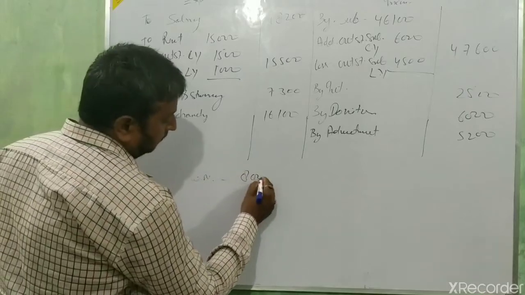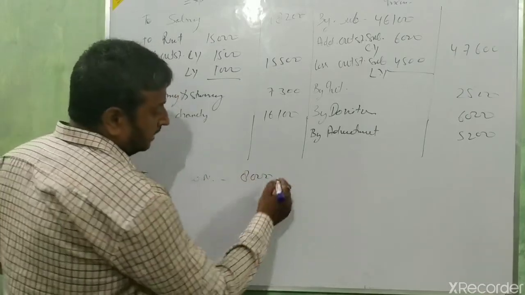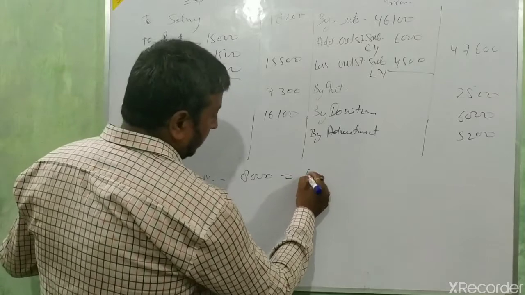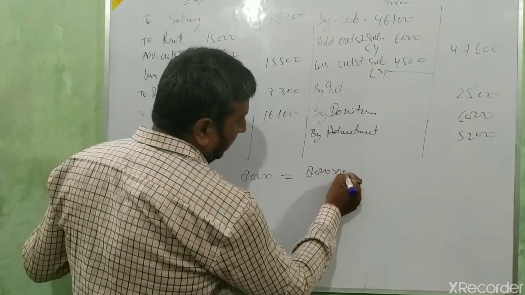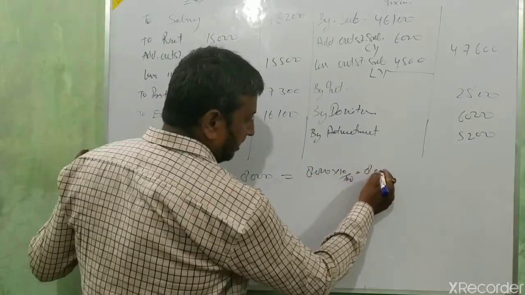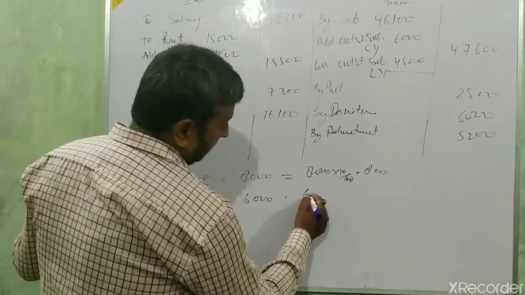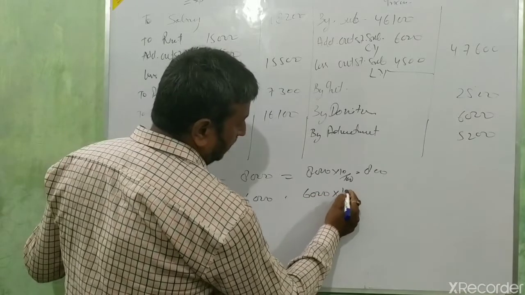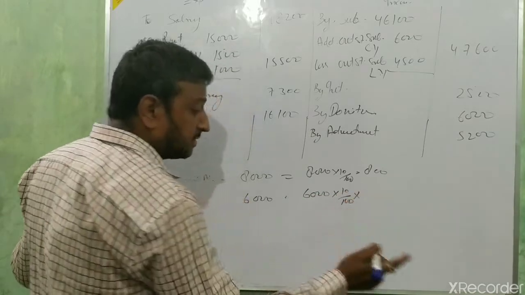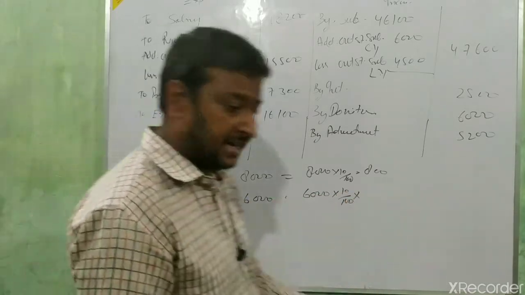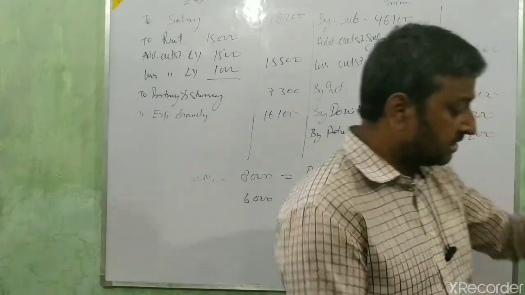You have furniture of value 8,000. Charge 10% depreciation: 8,000 into 10 upon 100, it means 800. Then you are going to purchase one furniture for 6,000, then 6,000 into 10 upon 100. But this furniture is purchased on some date. Some date is given.